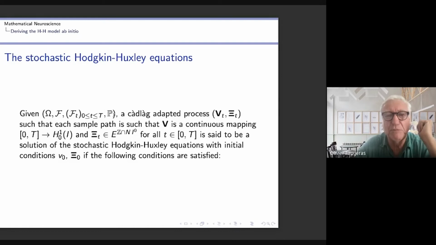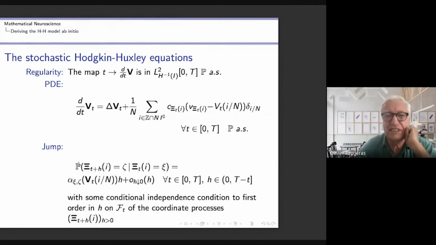So given this probability space, a càdlàg (continue à droite, limite à gauche) adapted process V_t, C_t, the pair potential and states, such that V and C_t are in the right spaces, which is expressed here. So we say that this pair of processes adapted to the filtration is a solution of the stochastic Hodgkin-Huxley equations with initial conditions V naught for the potential, C naught for the state, if the following conditions are satisfied. Okay, so first there is a condition on the regularity. The map t to d_t V is in the same space as before, P almost surely, not always, but with a very high probability, equal to one, actually.